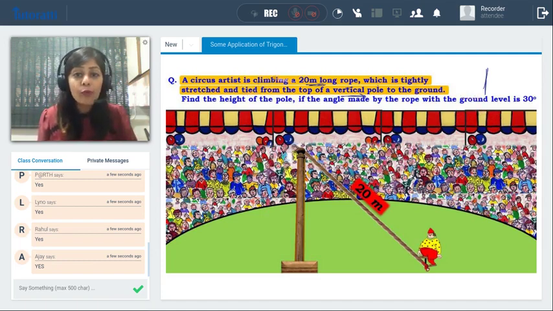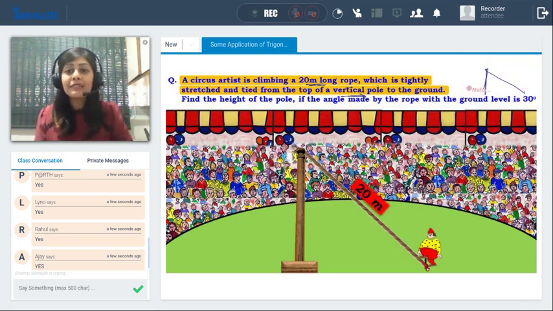Now, if the pole is vertical, the rope cannot be a vertical line. What is said, this rope is tied from the top of a vertical pole. That means this rope is tied from here. Now, from here, if it is tied, it has to go down like this, right? Because from here, it is making an angle with the ground. Yes, the angle made by the rope with the ground. So the rope goes from the top to the ground, and the angle that they are talking about is this angle, which is 30 degrees. Now, definitely, we can join the rest of the figure so that our right angle triangle is complete. Don't forget to mark this right angle.